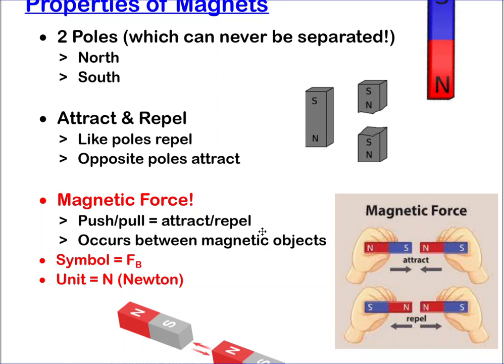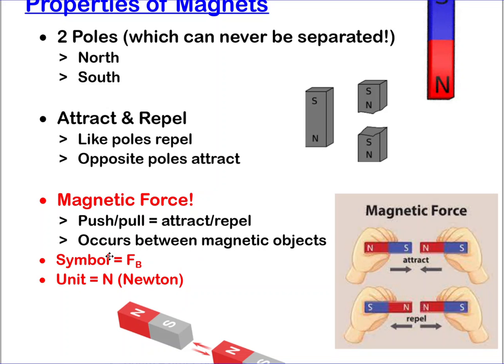Because we notice that there's an attraction and a repulsion, we call that like they push or they pull towards each other. And so that push or pull is what our definition is of a force. And so therefore magnets must have a force, and guess what? It's called magnetic force. Any magnetic objects can exert magnetic force on other magnetic objects.